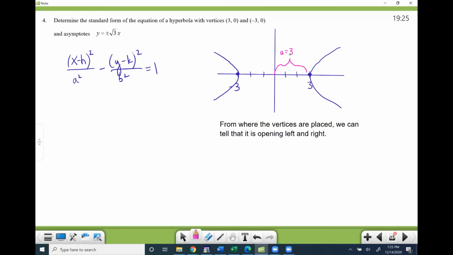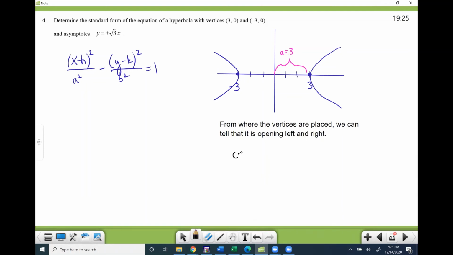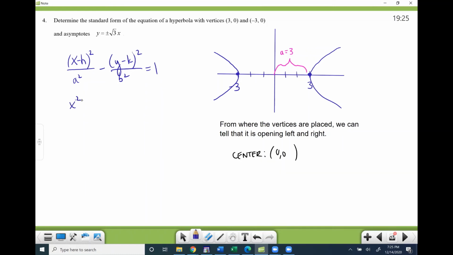So let's see here. Hey, in the process, I just gave away what the center is, right? So what's the center for this? 0, 0. So I think we know quite a bit. It's just an x squared. It's just a y squared. And we know A is 3, so this has to be 9. Okay, we're not doing too bad. All we're missing is the b squared. So let's use this other fact, okay?